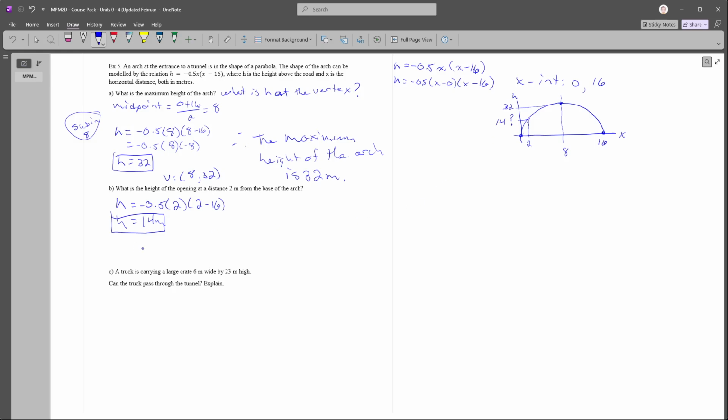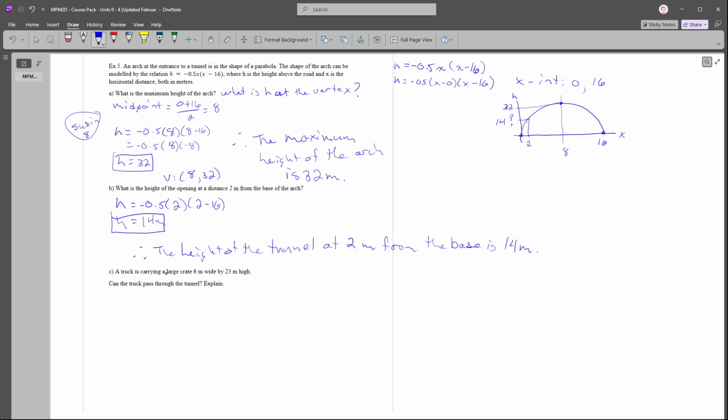Okay. Therefore, the height of the tunnel at 2 meters from the base is 14 meters. All right.